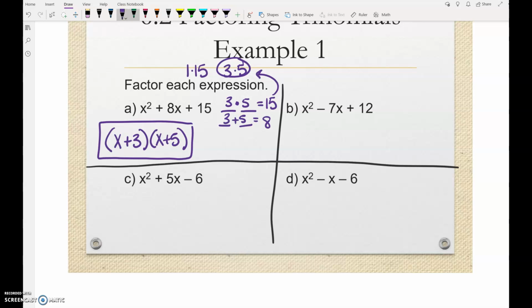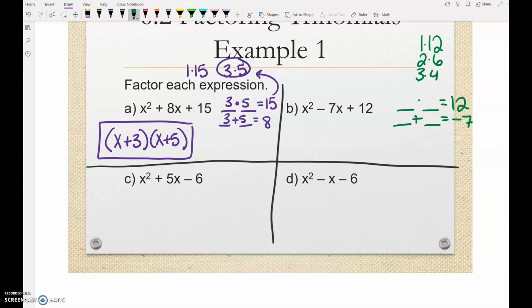Okay, B. This time we are looking for two numbers that multiply to give us 12 and add up to -7. If we're adding up to a negative number, that means one of the numbers is going to have to be negative, or maybe both of the numbers are going to be negative. If we're multiplying to get positive 12, that means they either both have to be positive or both have to be negative. So, ways to get 12. We can do 1 times 12, 2 times 6, 3 times 4.